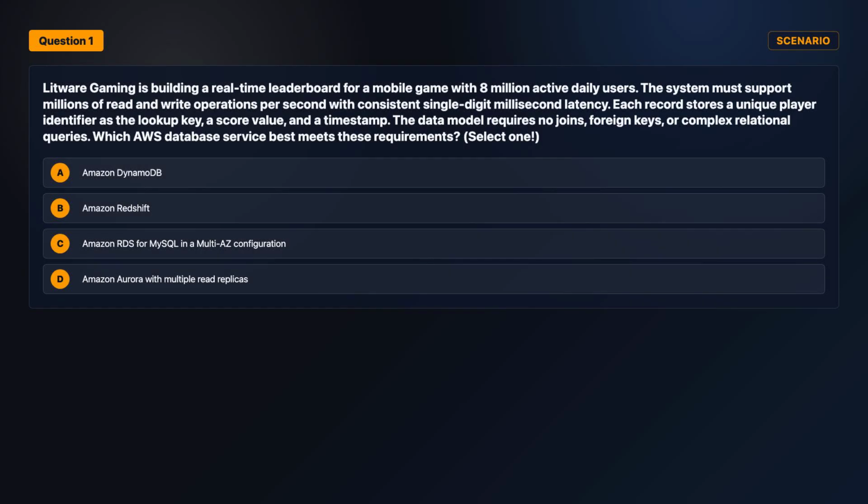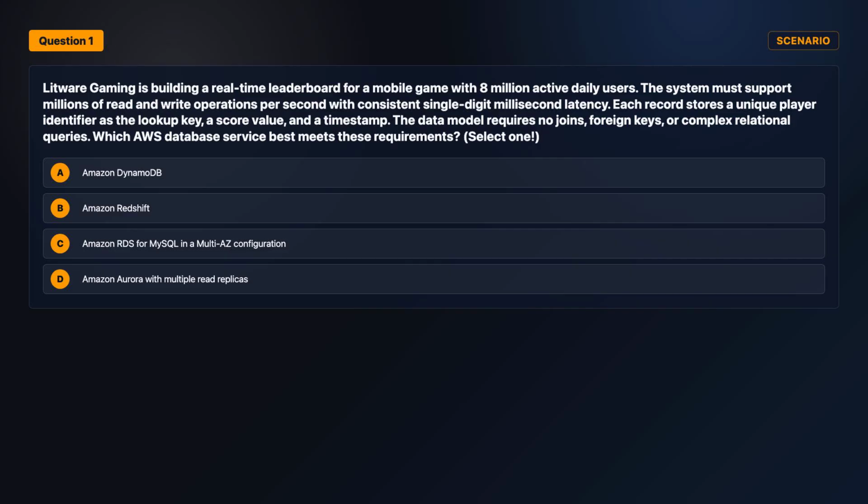Question 1. Look for the constraint that matters. Litware Gaming is building a real-time leaderboard for a mobile game with 8 million active daily users. The system must support millions of read and write operations per second with consistent single-digit millisecond latency.